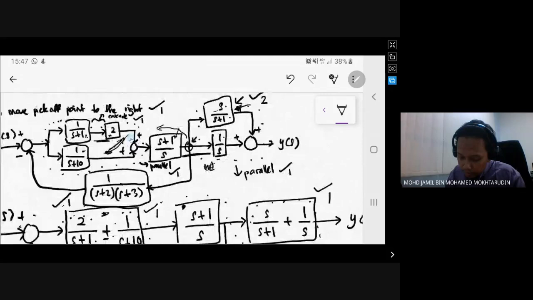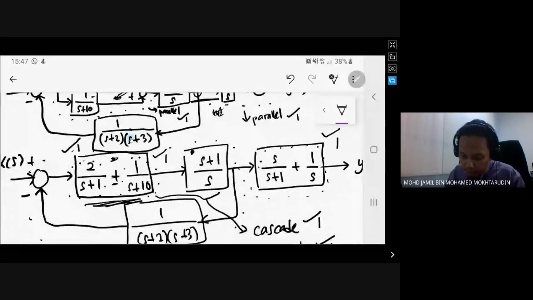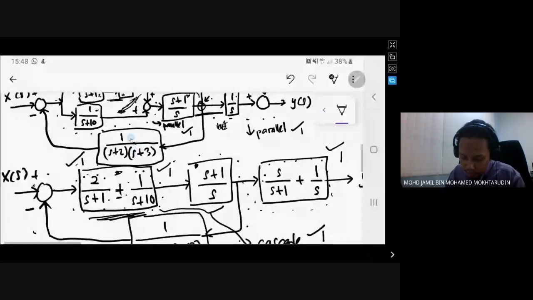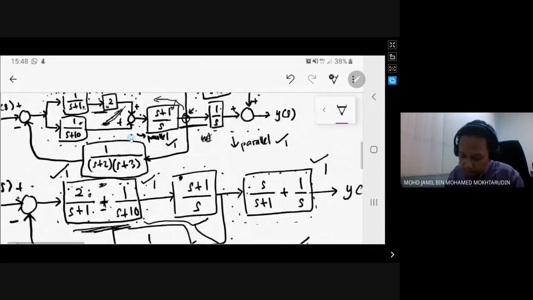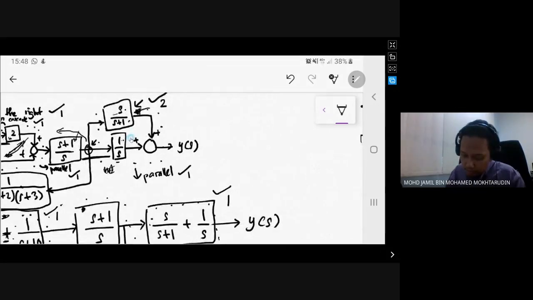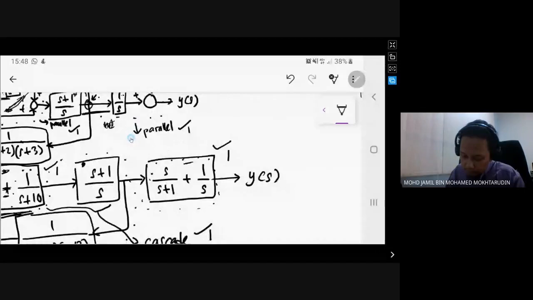And then after that, you simplify. So you simplify cascade into this, you get 1 mark. And then you put plus to say that this is parallel, you get 1 more mark. And then you simplify these two parallel into this, you get 1 more mark.